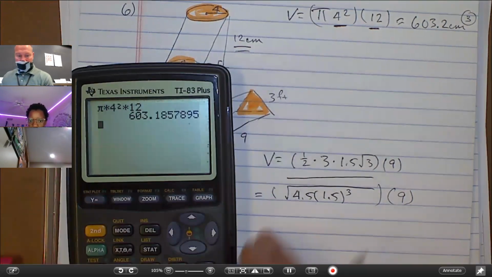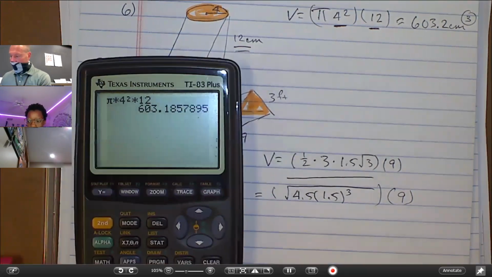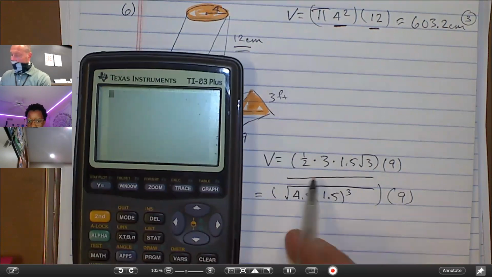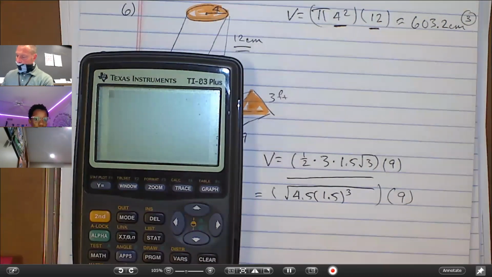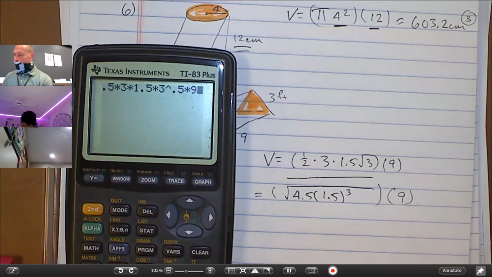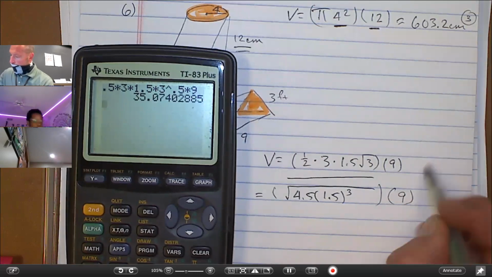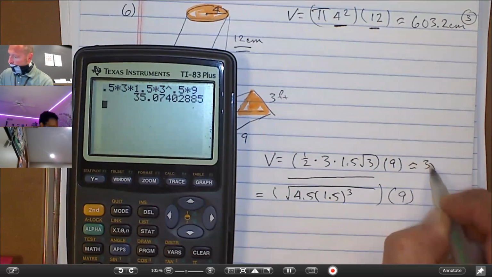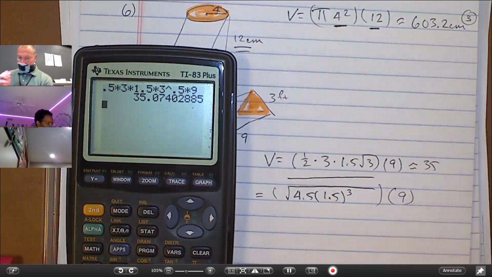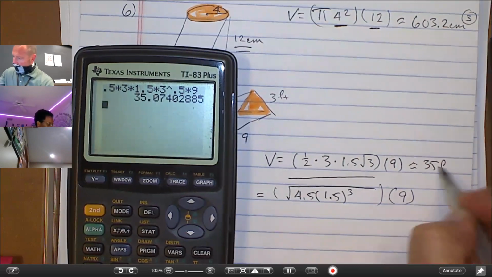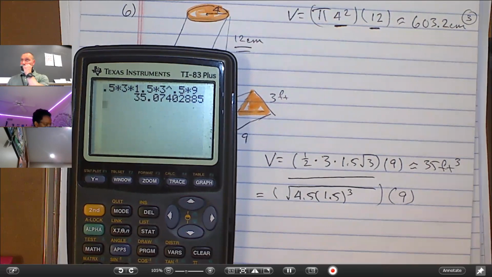So let's try it out. It says to the nearest whole number this time. So I'm going to use the top one. 0.5 times 3 times 1.5 times 3 to the 0.5 power times 9. Hope I punch that all in right. And I get about 35. I'll go back and look at my units. My units are feet. So this is feet cubed, cubic feet.